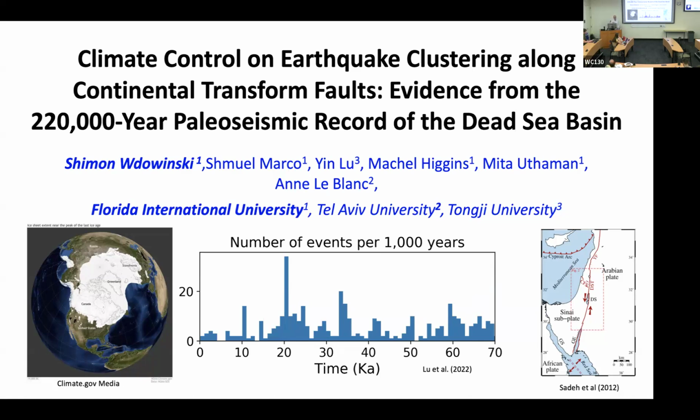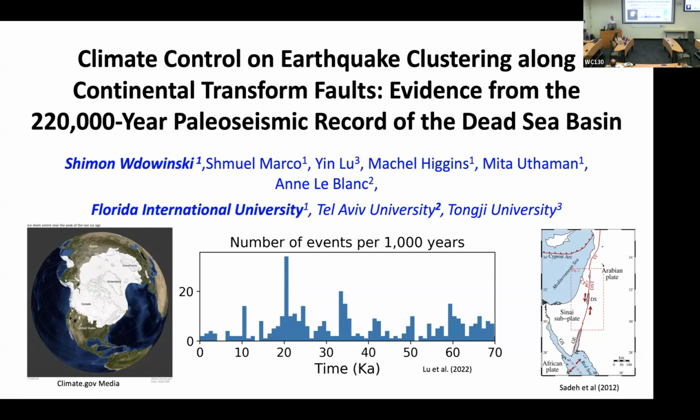So the thing is that we're going to talk about climate control. When we talk about climate, I'm not talking about climate change that everybody is now very concerned of, the past 100 years or 200 years since the industrial revolution, but I'm talking about the record of climate since the last few 100,000 years, when we have the ice age and glacial and interglacial. So this is the level of the climate that I'm talking about.